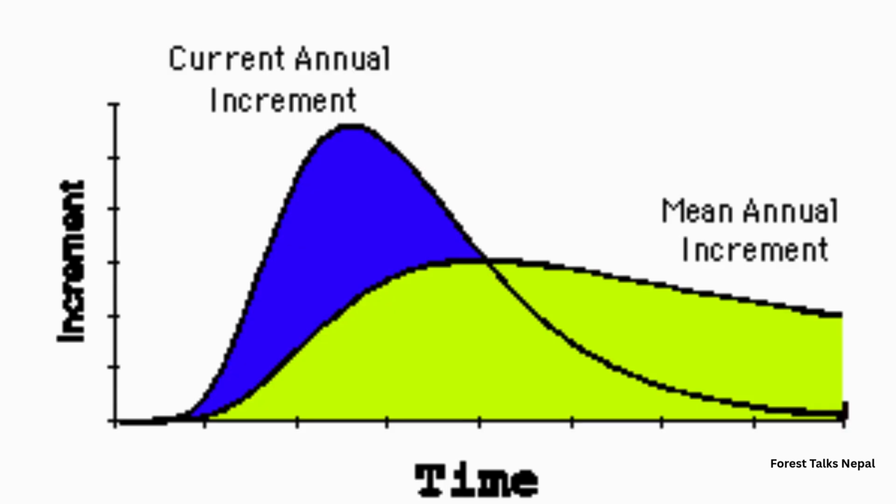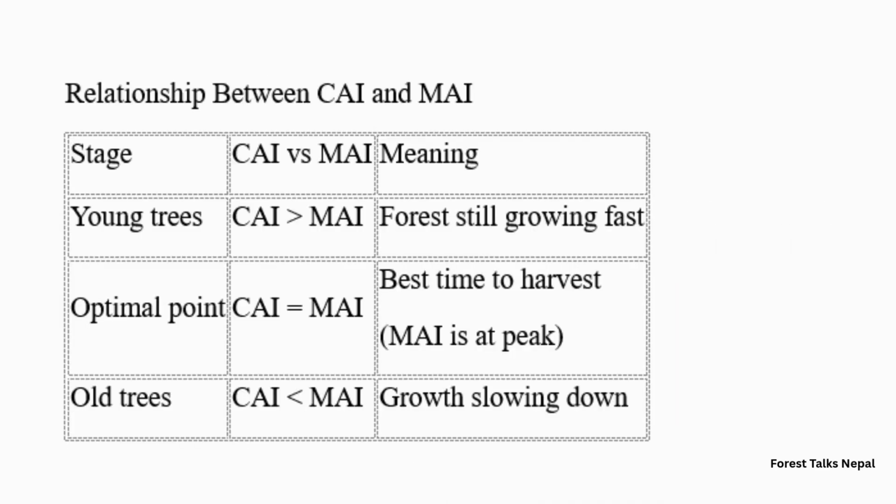Why is that specific second in a tree's life so important? Think about the 3 stages of the life cycle. Stage 1, the trees are young. The CAI, the current growth, is massive. It's significantly higher than the MAI. Right. The annual growth is actively pulling the lifetime average up. The forest is in this really aggressive expansion phase. The athlete is in their physical prime, elevating their career stats.